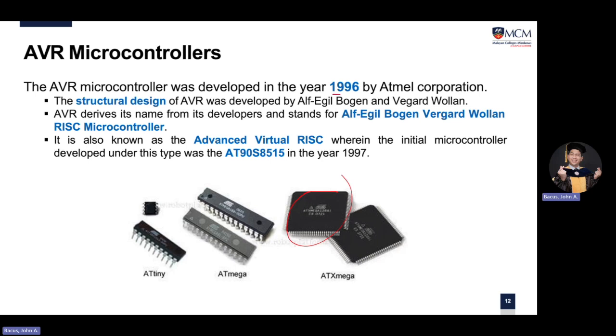So this was developed in 1996 by Atmel Corporation. The structural design of AVR was developed by Alf Egil Bogen and Vegard Vollen. AVR derives its name from its developers and stands for Alf Egil Bogen Vegard Vollen RISC microcontroller. It's also known as the Advanced Virtual RISC, wherein the initial microcontroller developed under this type was the AT90S8515 and so on, in the year 1997.